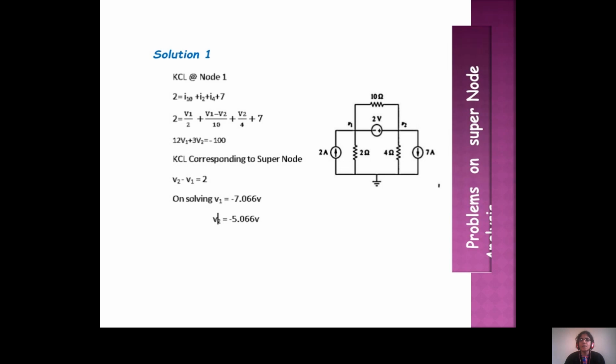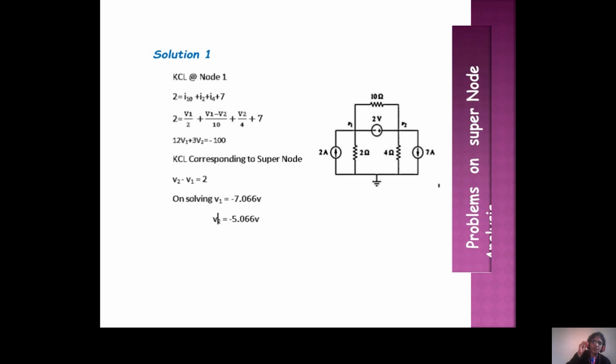So for KCL, when there is a supernode, you have to write the equation in that form: V2 is V1 plus 1, so V2 minus V1 equals 1. On solving these two equations, we get V1 equal to minus 7.00066 volts and V2 equal to minus 5.066 volts. Like that you get the total equations.